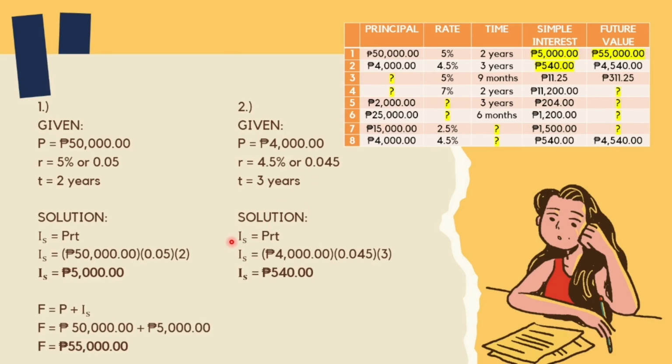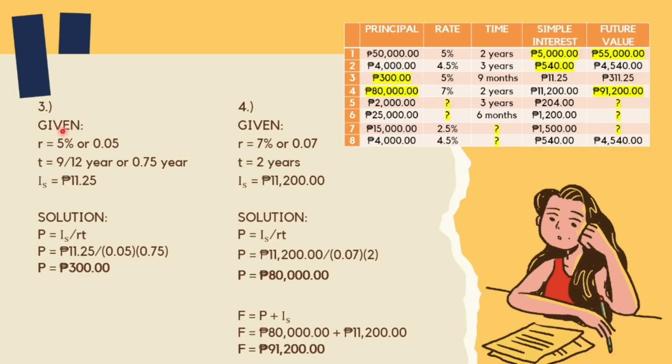For this particular example, we are trying to get the simple interest. So the formula, again: simple interest is equal to principal times rate times time. Then substitute it: the principal of 4,000 times the rate of 0.045 and the time of 3. Once you calculate that, you'll get an answer of 540. So that is the correct answer and the final answer for example number 2.